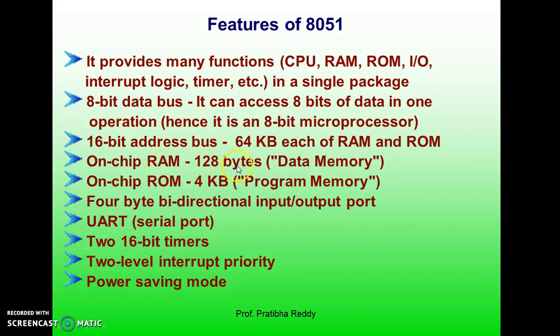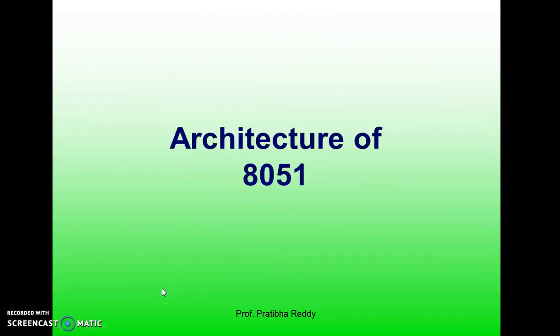On-chip RAM is 128 bytes and on-chip ROM is 4 KB. It has 4 bi-directional input-output ports and 1 serial port, UART, universal asynchronous reception and transmission. It contains 2 16-bit timers, 2-level interrupt priority and power saving modes.